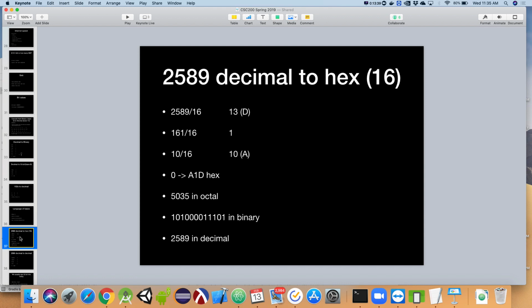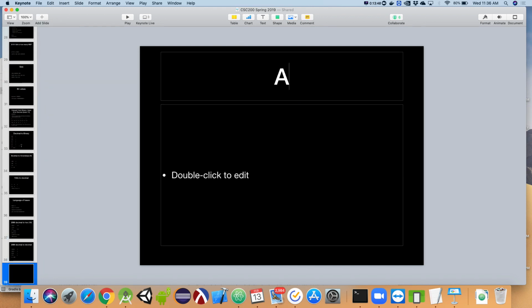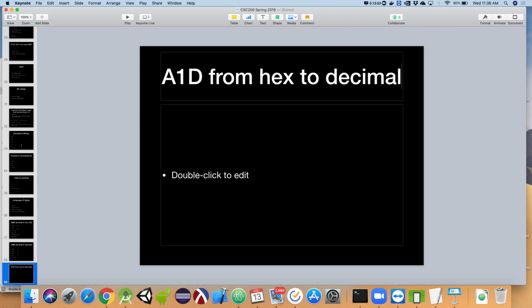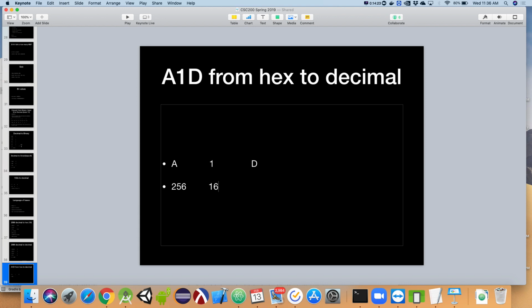Now, when we go back the other direction, for example, if I have A1D from hex to decimal, we use the other pattern. So this is an A, this is a 1, this is a D. This is the 1's place, this is the 16's place, this is the, 4096? No, 256. This is the 256 place, this is the 16's place, this is the 1's place. Now, an A is actually, let's go the other direction. This is actually a 10. This is actually a 1. This is actually a 13.